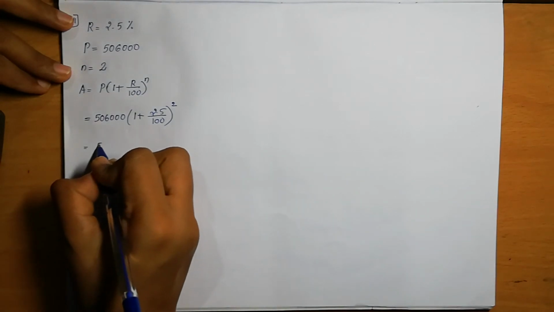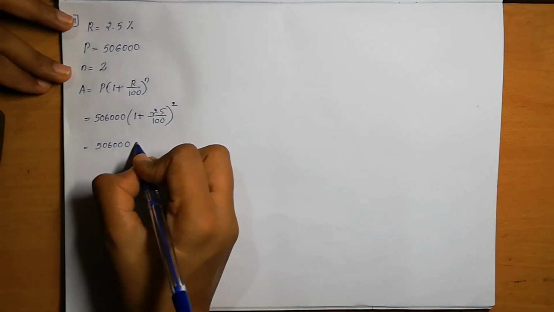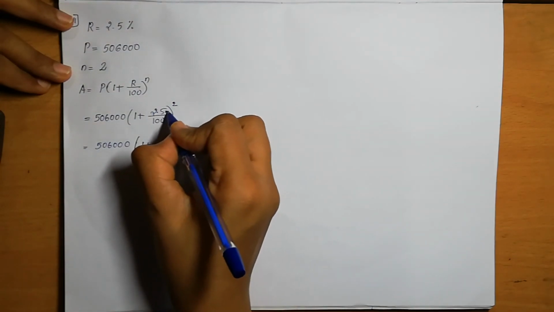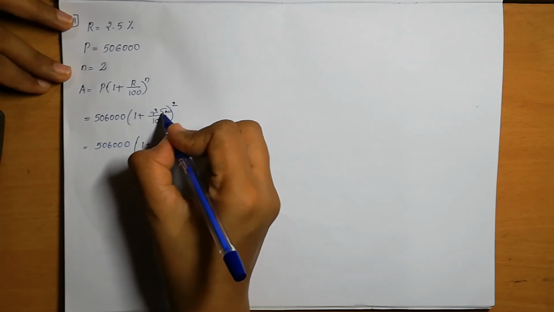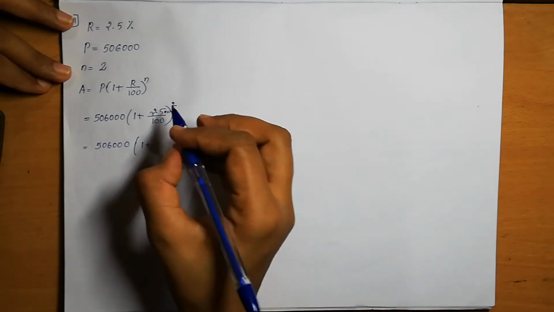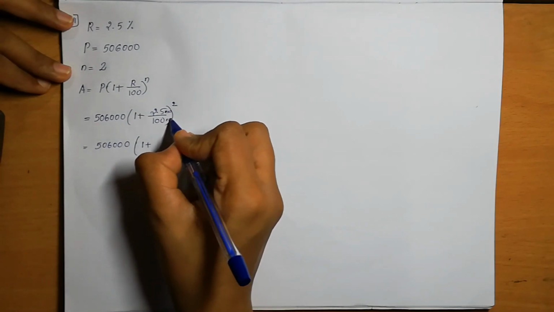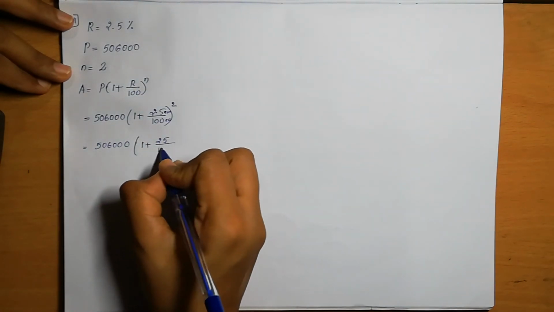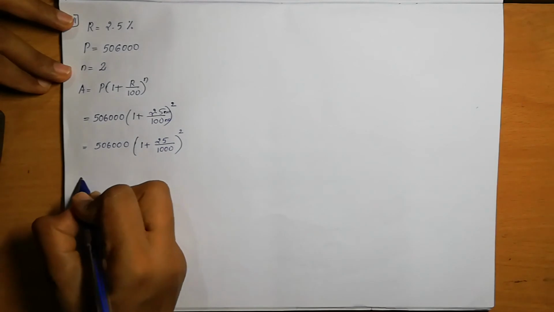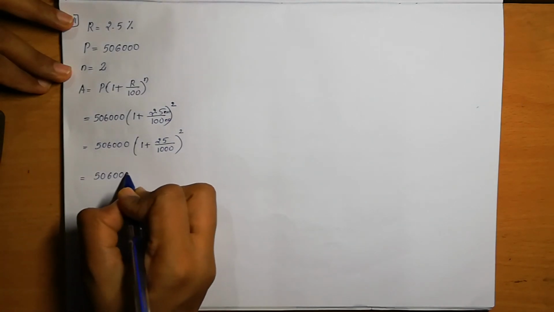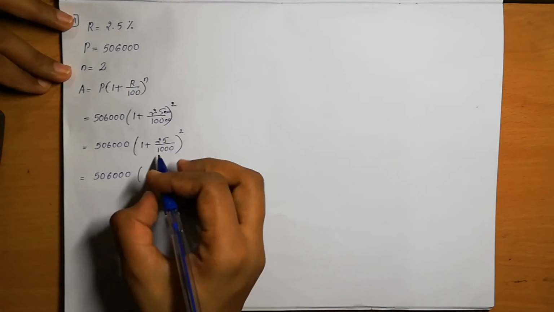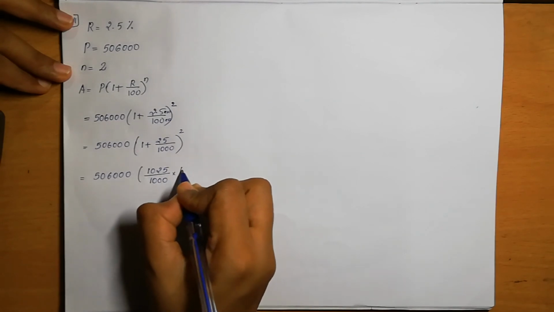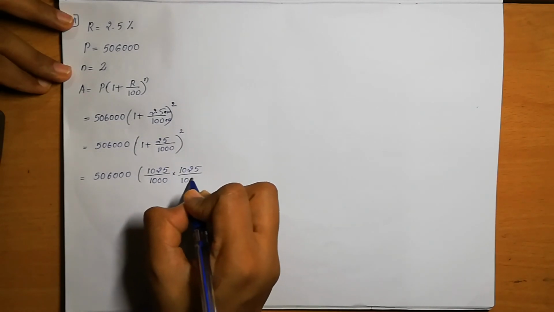So this is equal to 5,06,000 into 1 plus, here we can avoid the point. What we need to do? After the point, one digit means what we need to do? We need to multiply with 10. If you are multiplying with that same number, we need to divide also. Then only the equation becomes balanced. So 2.5 into 10 becomes what? 25 divided by 1000. Correct? Power 2. So this is equal to 5,06,000 into 1000 plus 25 by 1000, power 2.